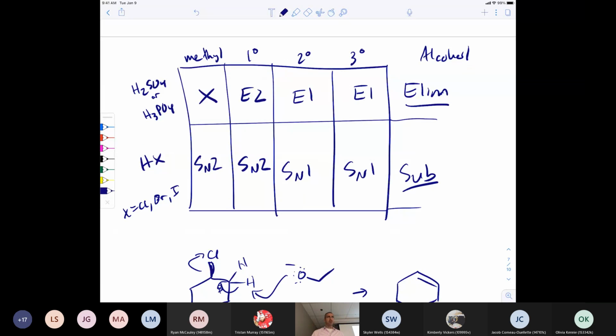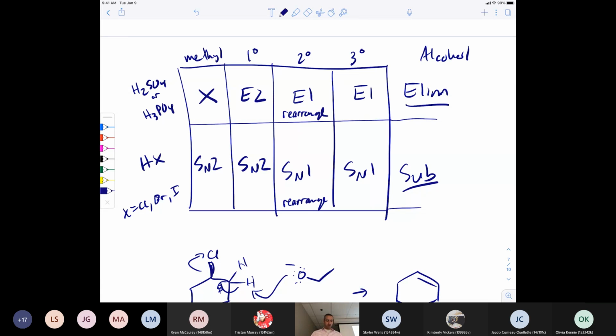If it's E1 or SN1 for the alcohol, start drawing it. We're going to protonate our alcohol. We're going to lose the leaving group. We're going to make a carbocation. Then we're going to stop and think, can this rearrange? If it's secondary, it can rearrange. Not if it's tertiary. Make the carbocation, rearrange it if necessary, and then check, is the acid that we used HX, in which case it's substitution, or was it sulfuric acid, in which case it's elimination?